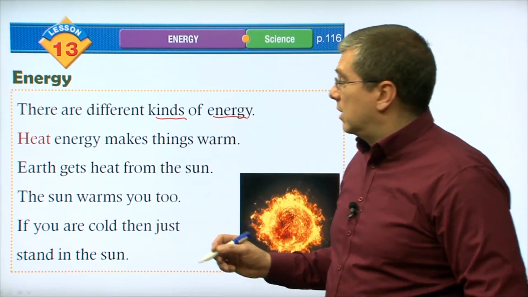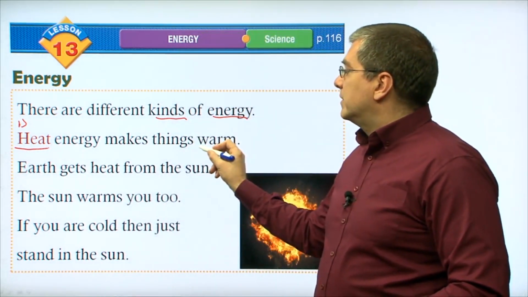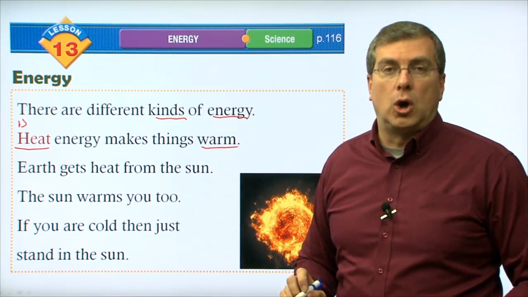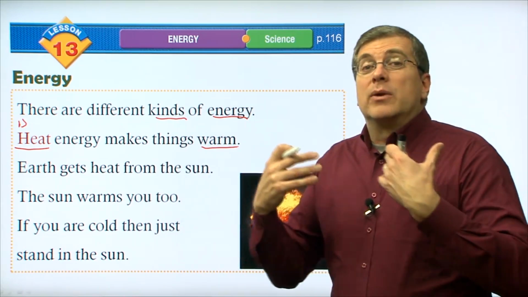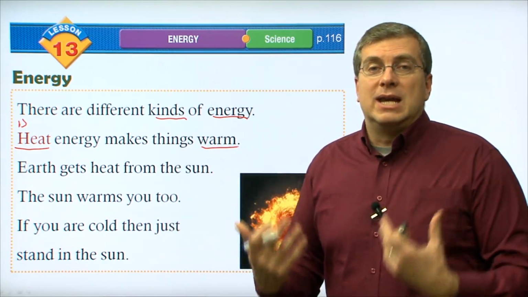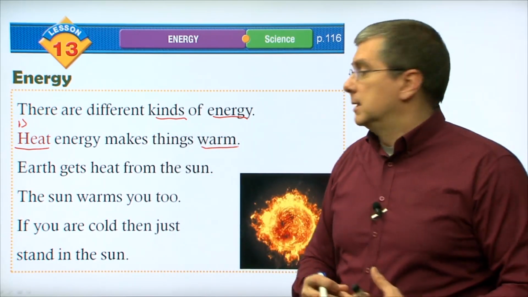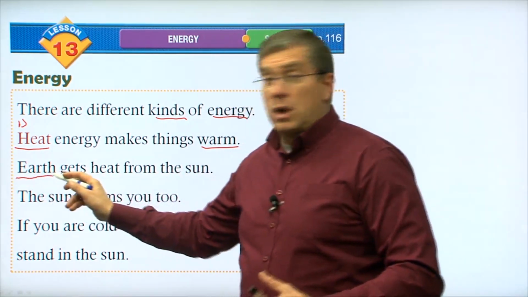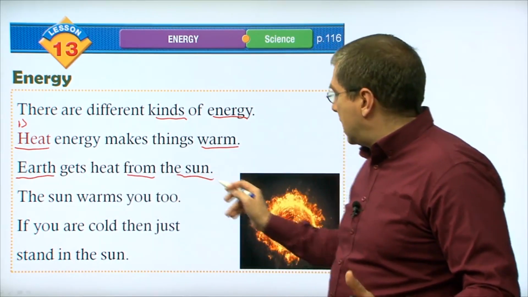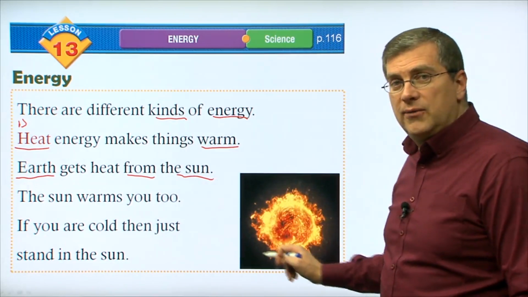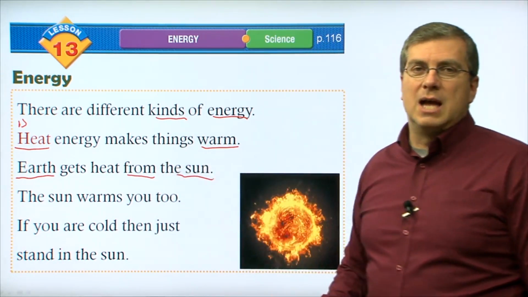The first type of energy is heat. Heat energy, what does it do? It makes things warm. We saw the picture of the 2 girls in front of the fire. That's where they're getting heat. They're becoming warm in front of the fire. So heat energy makes things warm. Earth, that's where we live. That's our planet. Earth gets heat from the sun, this big ball of fire in the sky, right?